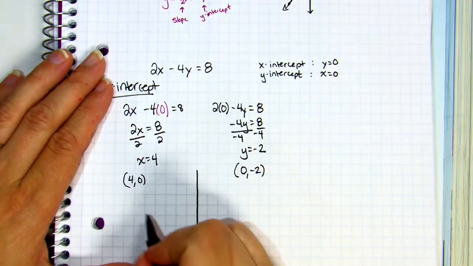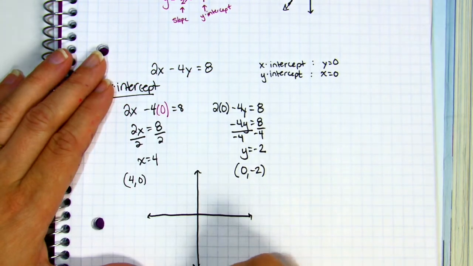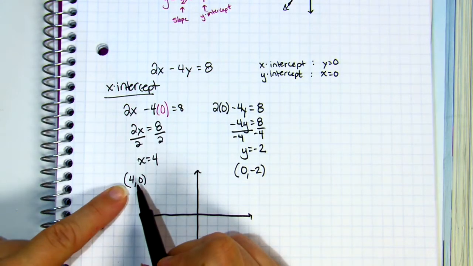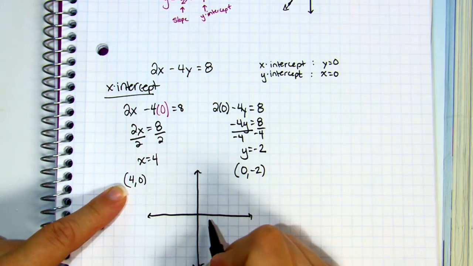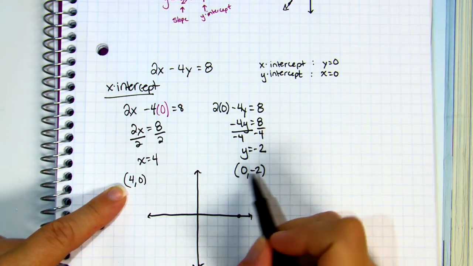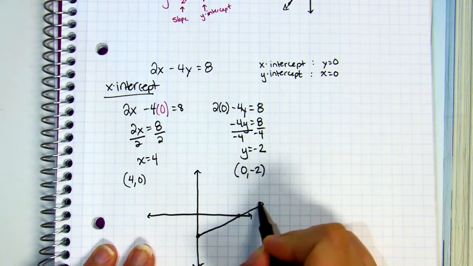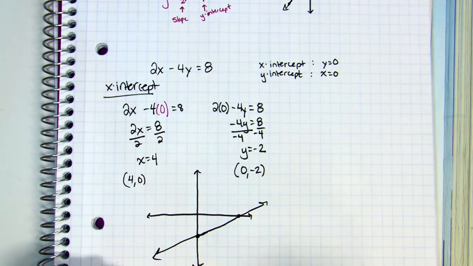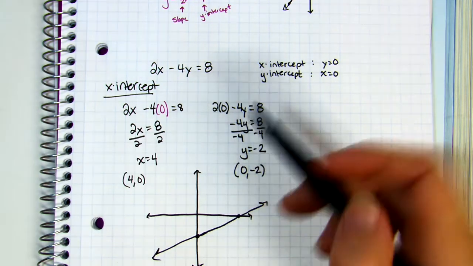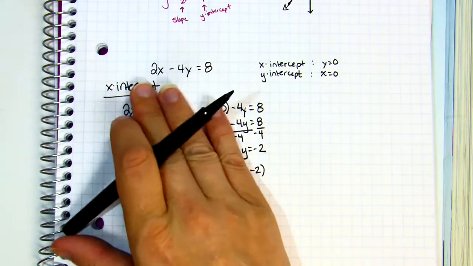So then to graph it, I draw my x and y axis. I'm going to plot my x-intercept, which was (4, 0). My y-intercept is (0, -2). And I just have to connect those. And there's my line.